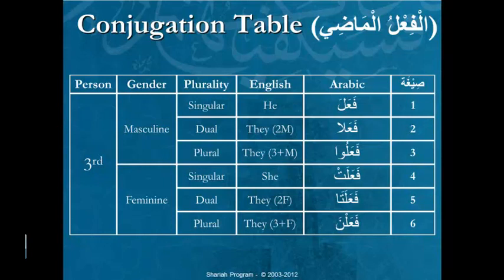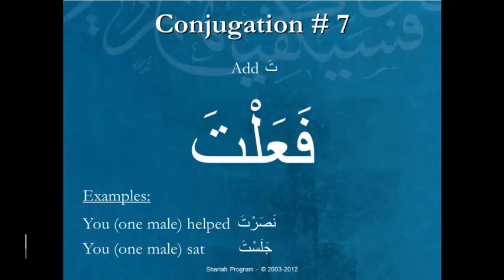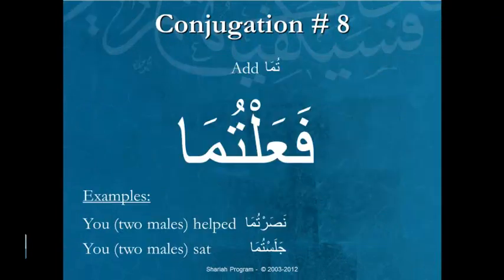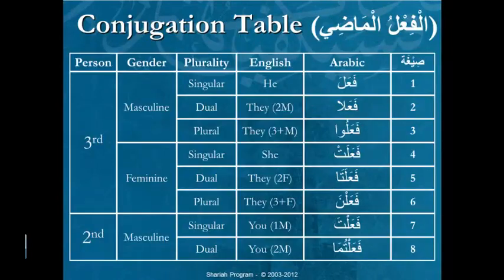Now we combine the fa'al with the ta, the fa'al with the tuma, and we have our middle 6: fa'alta, fa'altuma, fa'altum, fa'alti, fa'altuma, fa'altunna. Let's see them one by one. It's a ta with a fatha on it: nasarta, you helped; jalasta, you sat. Here you see it on the screen from the top: fa'ala, fa'ala, fa'alu, fa'alat, fa'alata, fa'alna, fa'alta. The ending for 2 males is tuma, so fa'altuma: nasartuma, jalastuma.